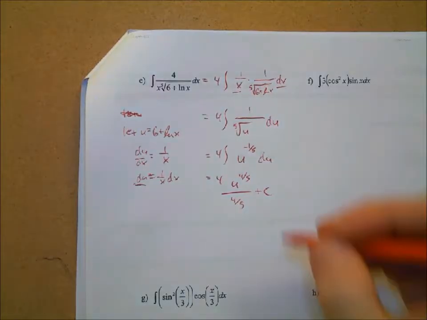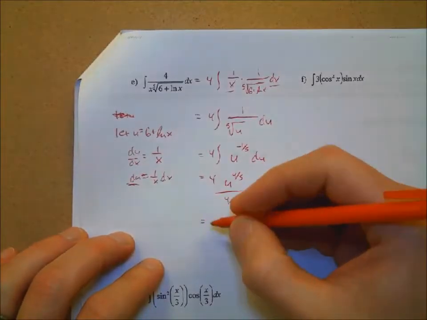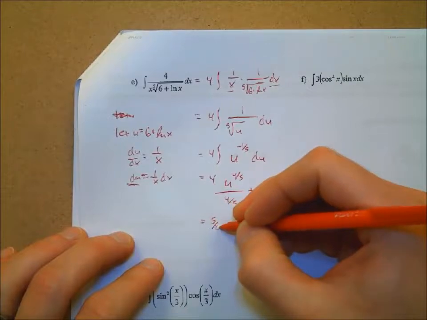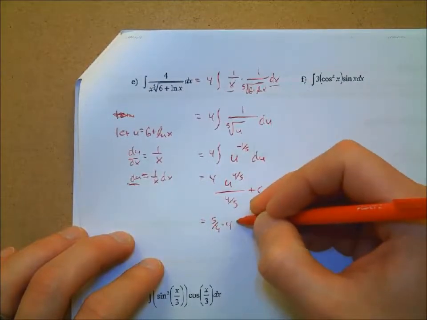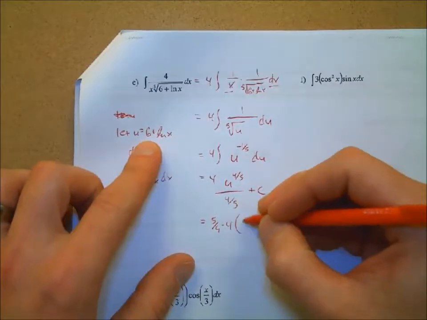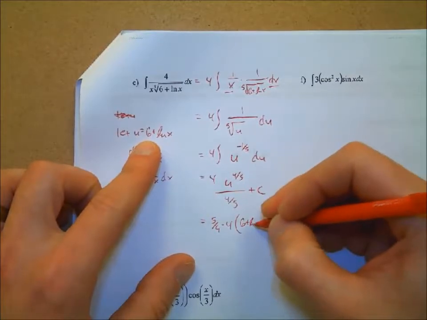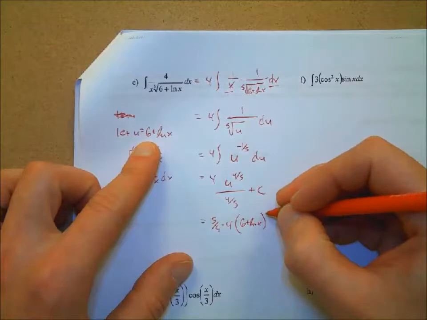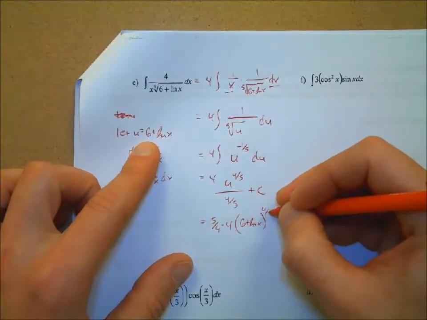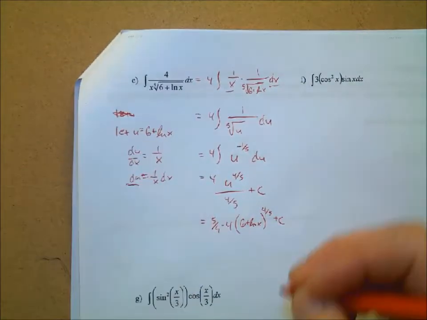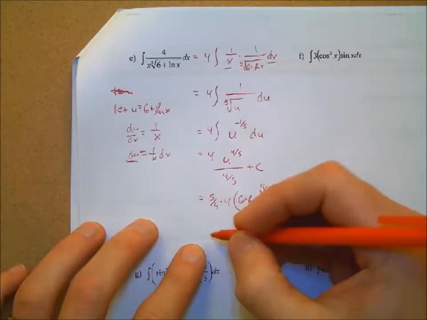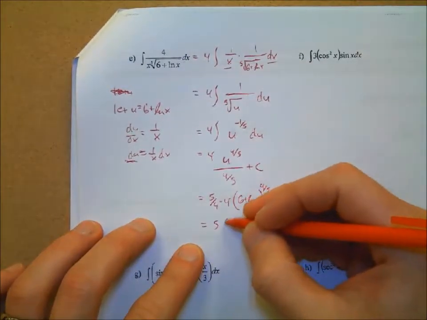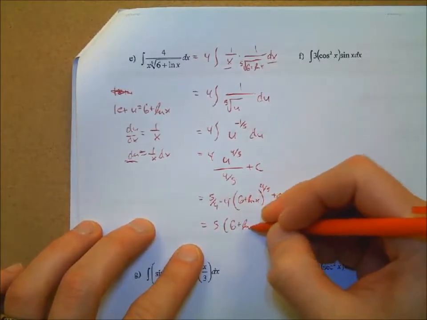Dividing by 4/5 is the same thing as multiplying by 5/4. So we have 5/4 times 4 times, and I'm going to go ahead and substitute in for the u, 6 plus natural log of x, to the 4/5 plus c. Okay, if you want to, you can say that's 5 times 6 plus the natural log of x to the 4/5.